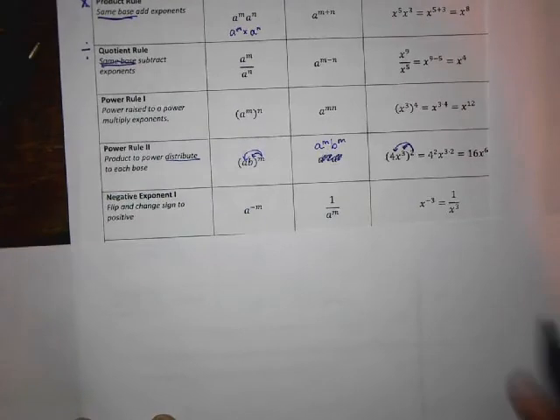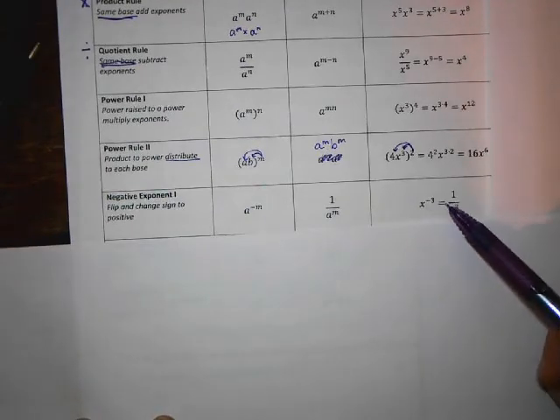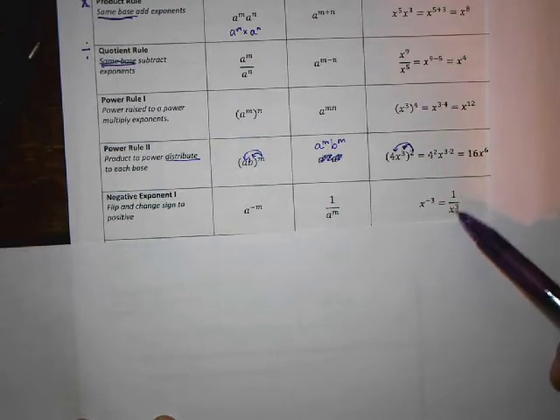So an example here is x to the negative third power can be rewritten as 1 over x to the third power in positive form.